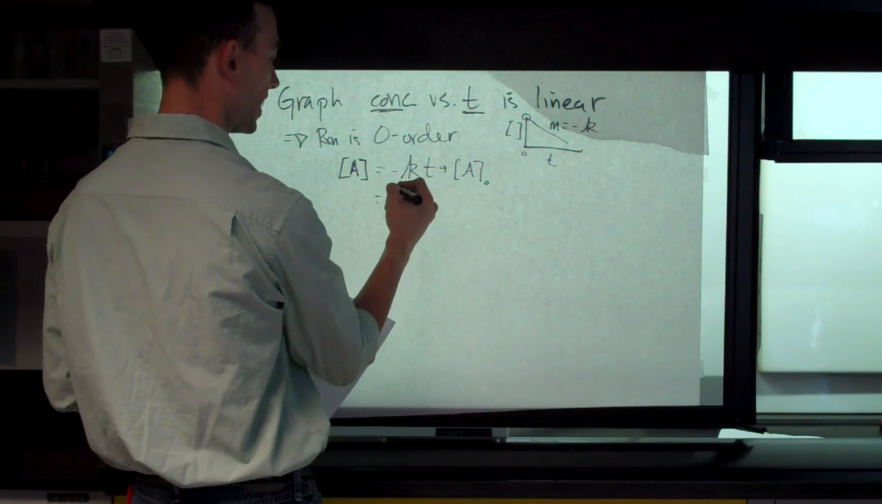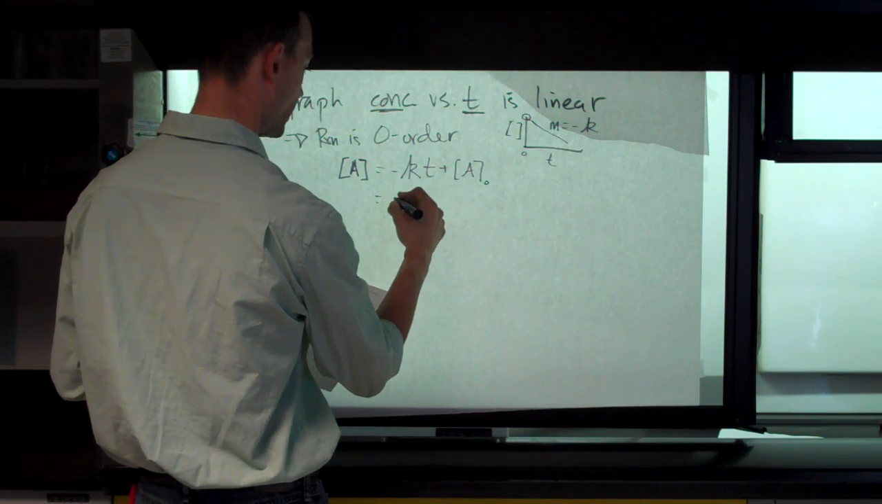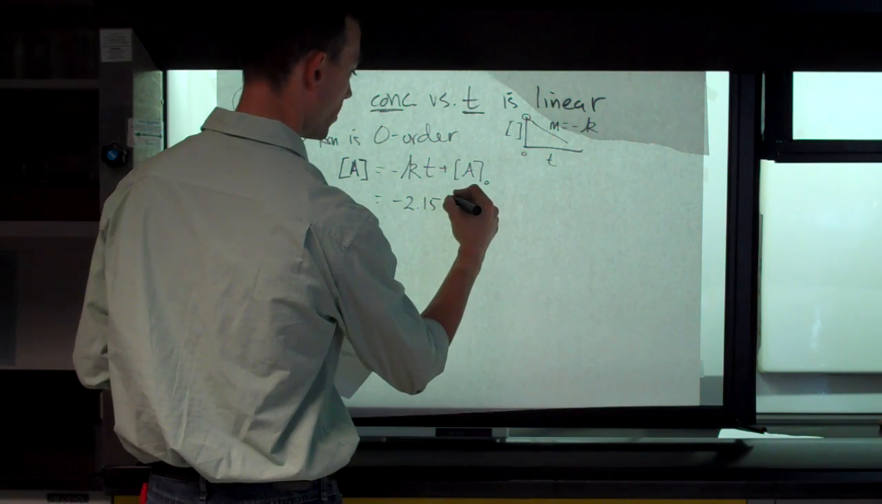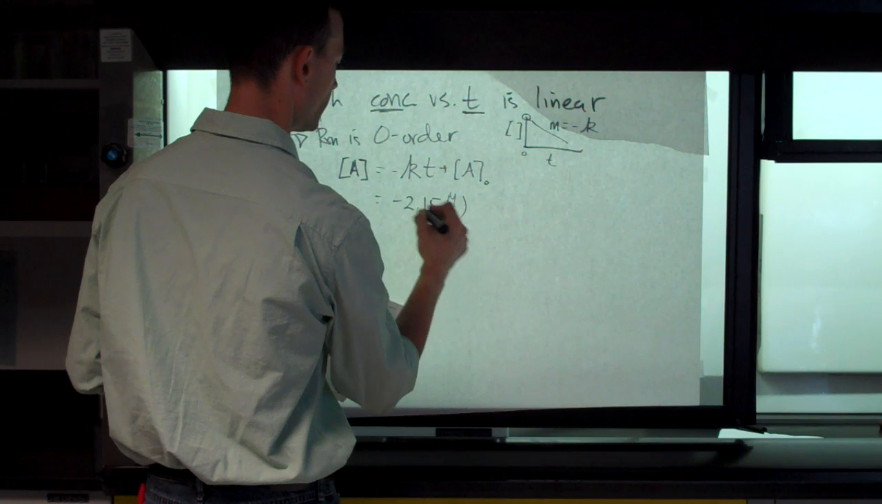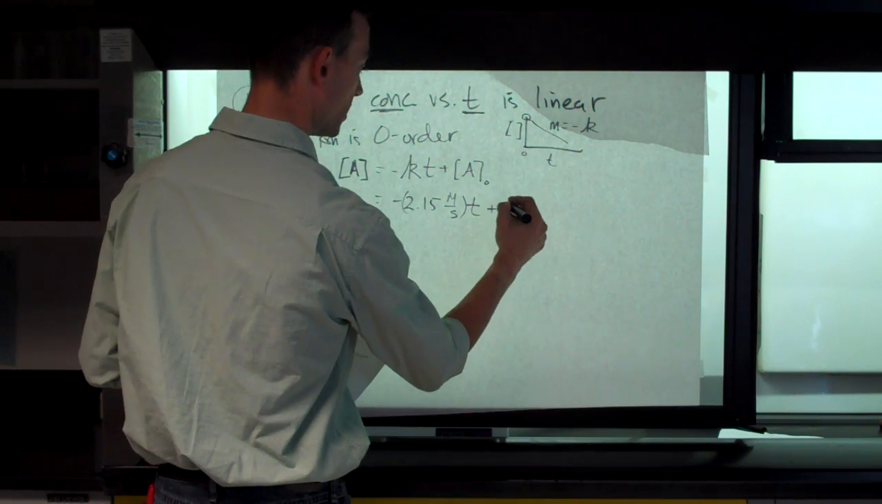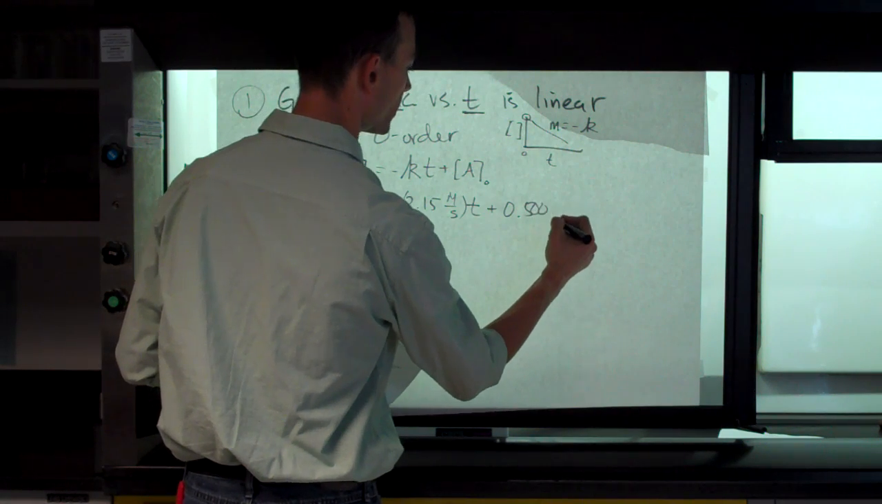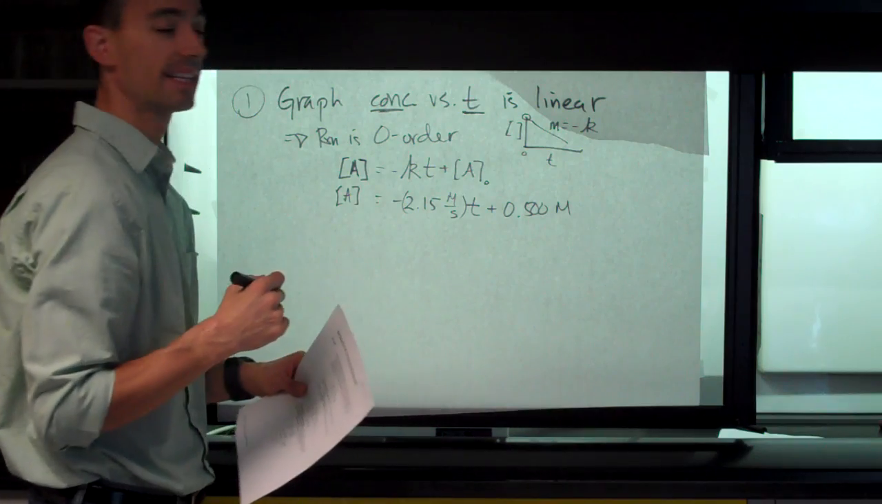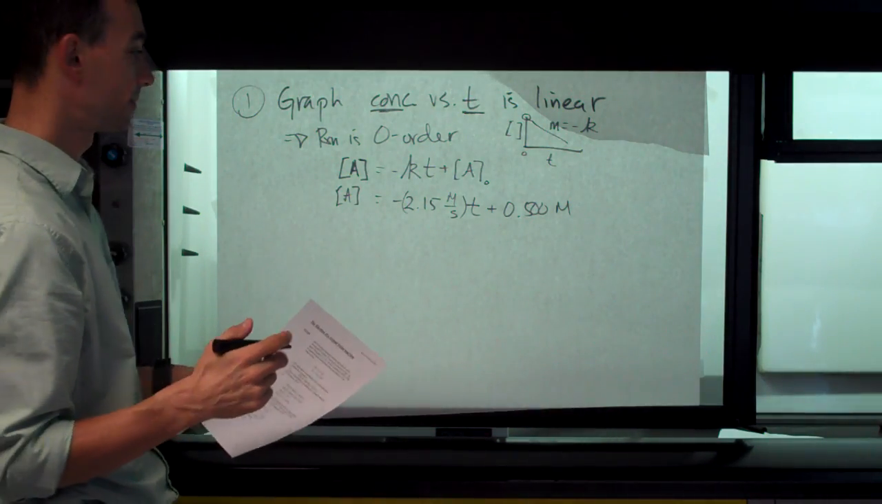So we have the k from the slope, so it is negative 2.15 molar per second times t plus 0.500 molar. This is the concentration of the reactant A at any time.